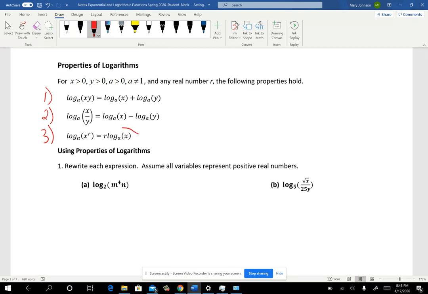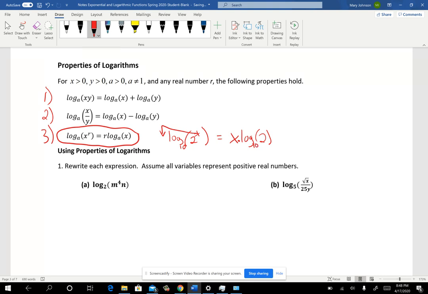This property is the one that we already previewed on the last page. We're going to use this all the time. This is like the one that said if you had something like log of 2 to the x, it would be okay to bring the variable down in front. That's what that property says. Rewrite it as x times log of 2. And the base on this, the a that you see in that formula, in this case was an understood base 10. But that's property 3 of logarithms.